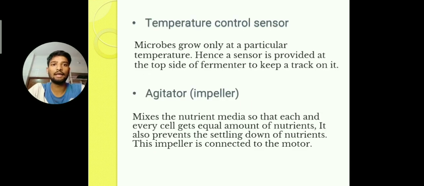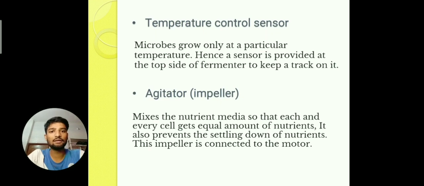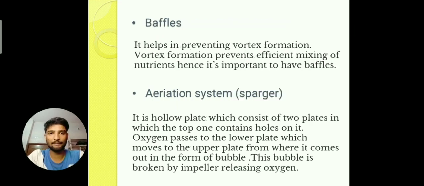Now, the agitator. The agitator or impeller mixes the nutrient media so that each and every cell gets an equal amount of nutrition. It also prevents the settling down of nutrients. This impeller is connected to the motor. So the impeller or agitator helps in the mixing of the material so that every cell gets an equal amount of nutrients, and it also prevents settling down of nutrients. This is connected to a motor for continuous running.